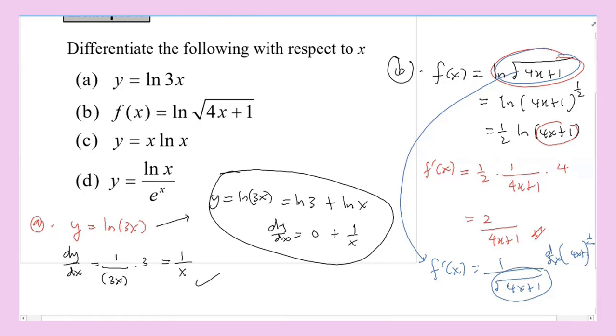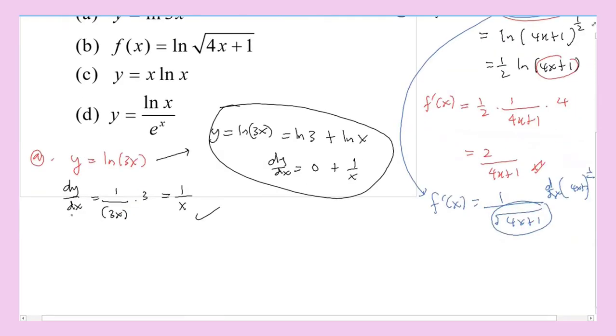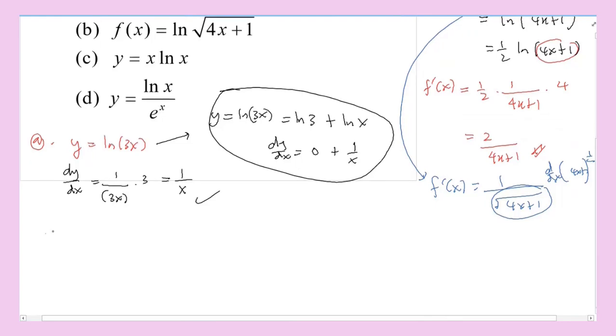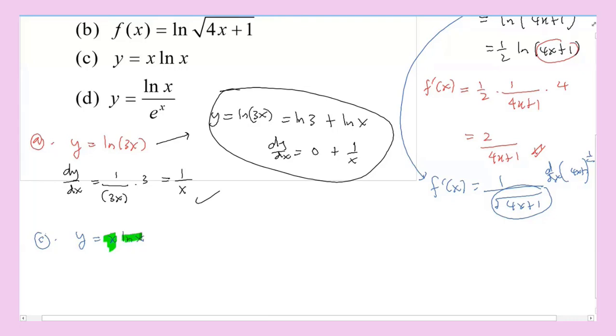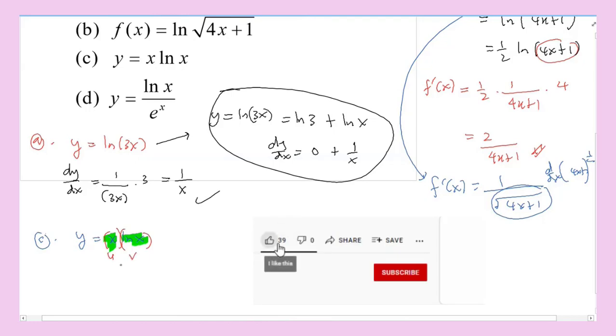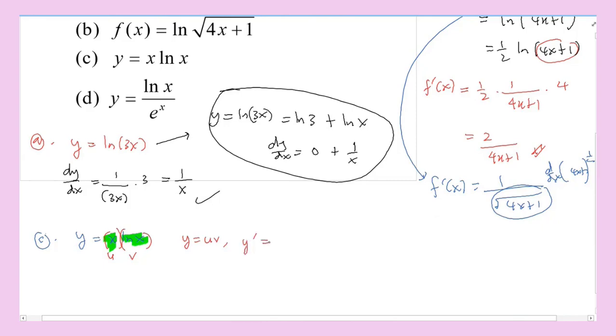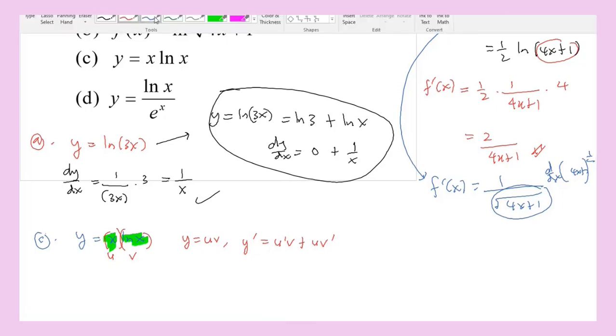So for number C, y is equal to x ln x. Confirm, if you have two different functions, it is either multiply or divide, plus minus doesn't change. Okay, multiply and divide. So now this one is two functions, u v. If uv, confirm use the product rule. y prime is u prime v plus u v prime. Then list down what u and v are.